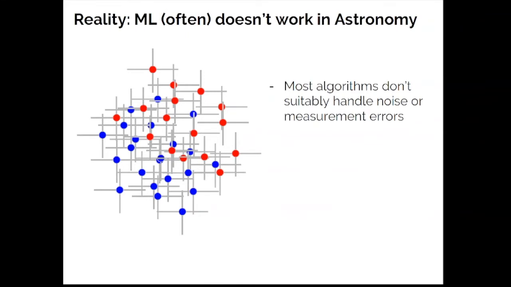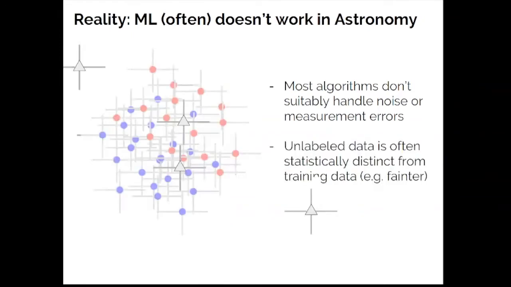The other problem here is that, as I mentioned before, often our training data is not statistically similar to the unknown data. So you have unknown data that's sitting out here somewhere. And if you just draw a line somewhere in here, or you try to fit a model, extrapolating that model out to data that's far fainter than you've seen in your training set is going to cause problems.